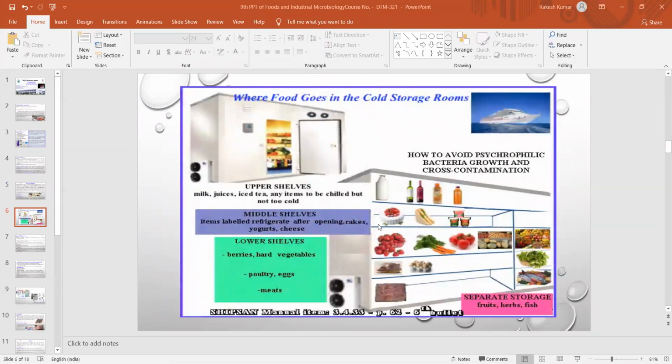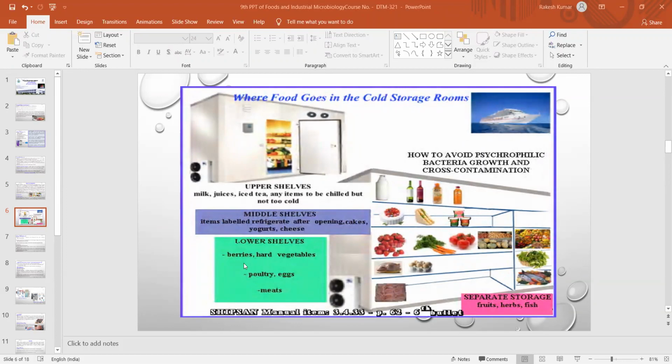Now here, in this figure, the different types of food items show where we should keep them in the refrigerator. In the upper shelves, what are the different items? It is mentioned here: milk, juices, ice, and different items should be kept in the freezer. Then on the middle shelf, yogurt and cheeses should be kept.